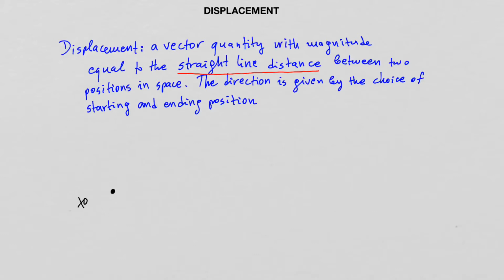Let's say we have town A and we have town B. So town A will be the starting position of motion, I will also refer to the starting position as the initial position. And then we have town B as the ending position or final position.